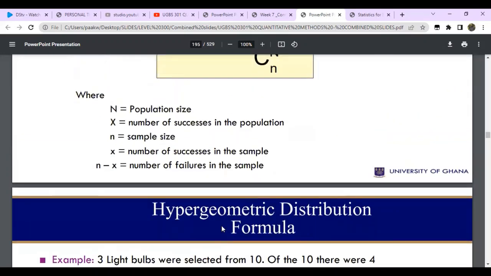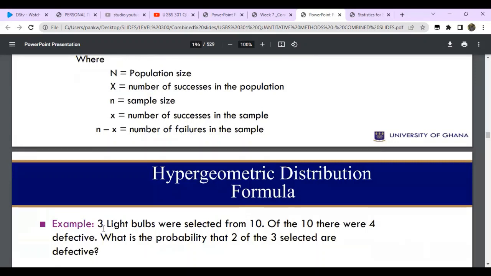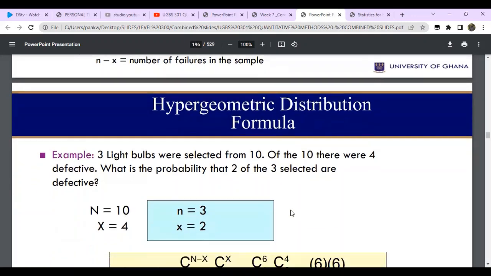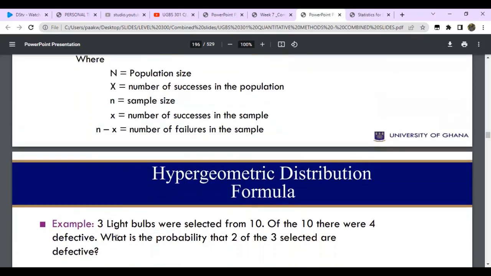So let's look at a certain example here. We are saying 3 light bulbs were selected from 10. So meaning 10 is the overall population, and the 3 were the sample. There were 10 bulbs and they selected 3 out of the 10. So the 10 here becomes the big N. The 3 here becomes what? The small n.